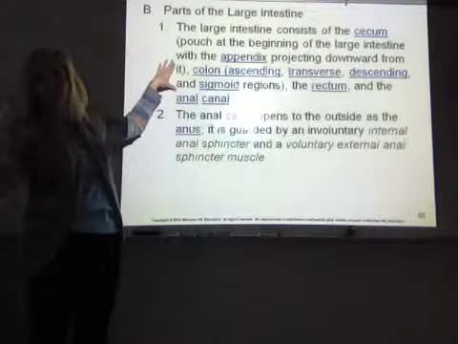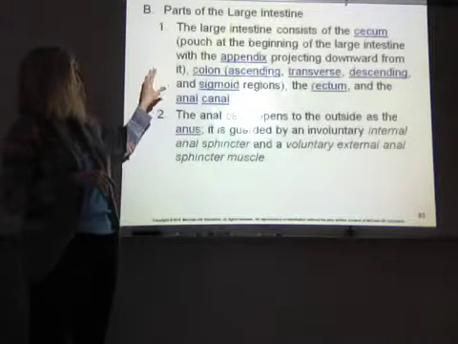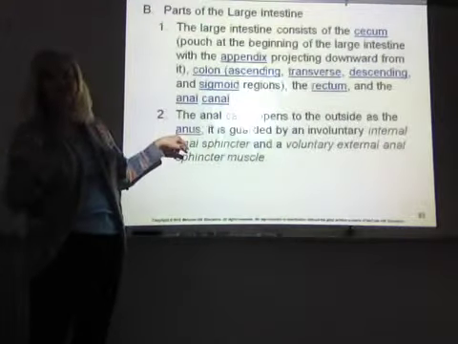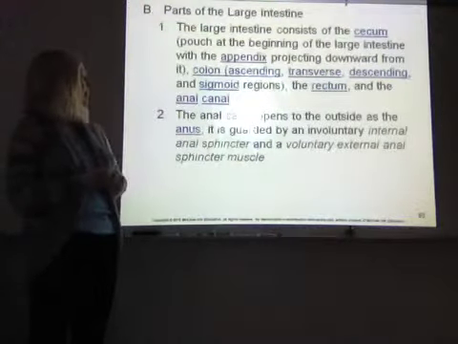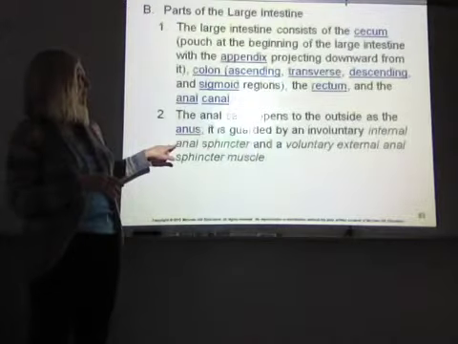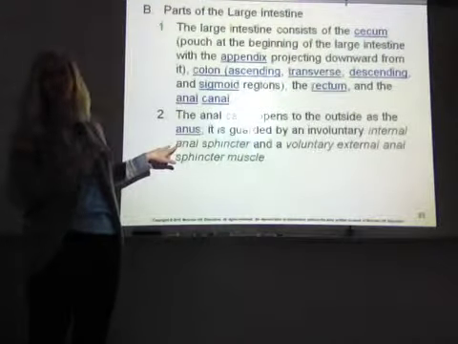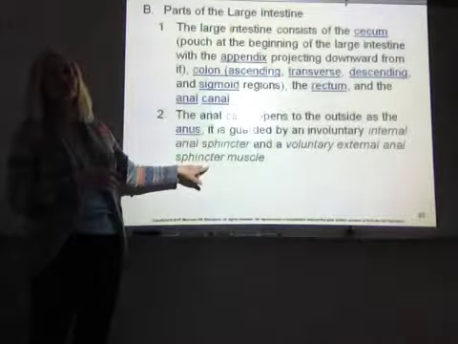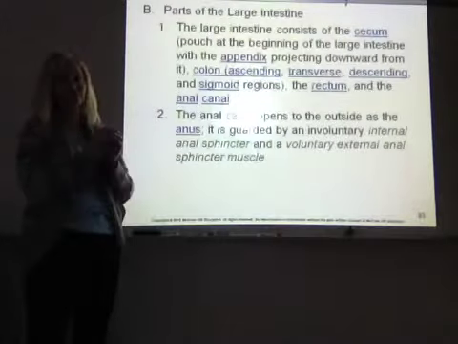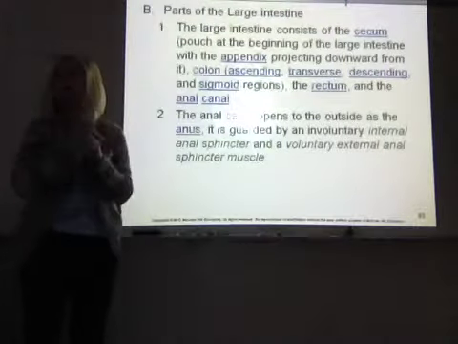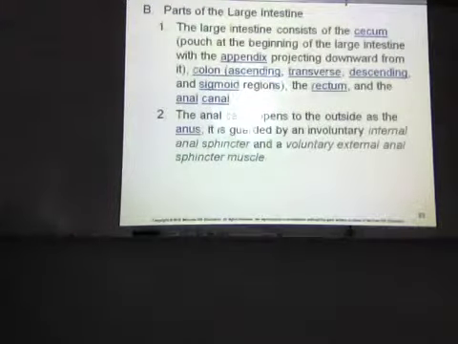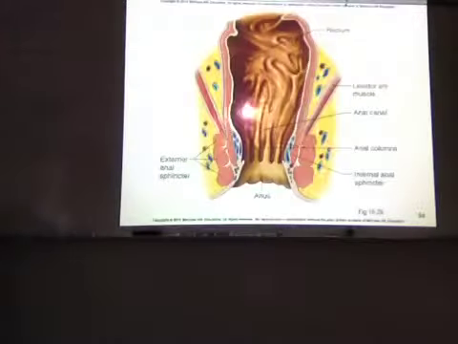So here's the paragraph that pretty much goes with the picture right before it. The anal canal opens to the outside as the anus or anal opening, same thing. It's guarded by an internal anal sphincter, which is involuntary. You don't have control over that. And then a voluntary external anal sphincter muscles. So those, again, sphincter muscles are round, and they are what are going to open and close to let the feces go through. And there's two sphincter muscles. The outside one you control, the inside one you do not.